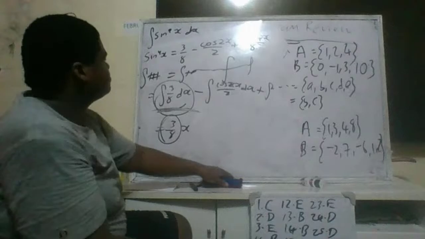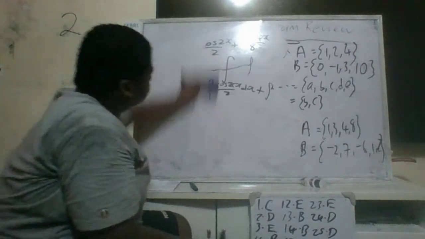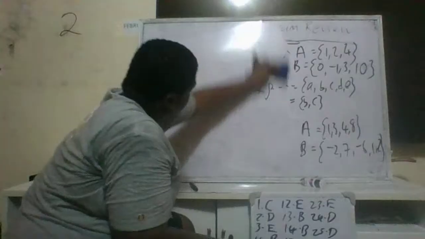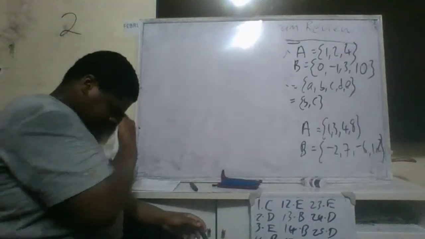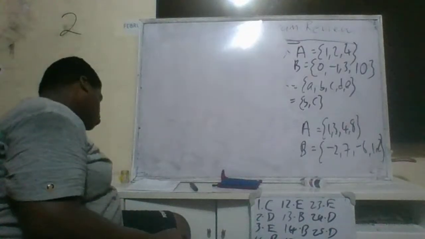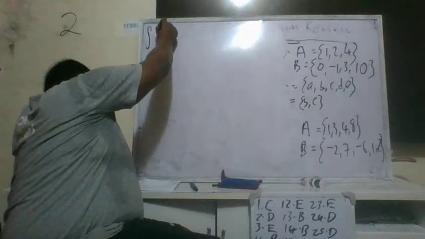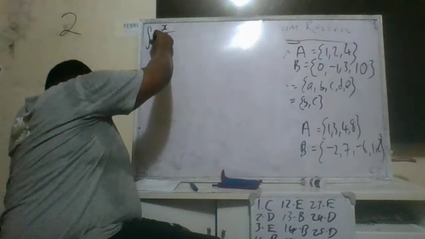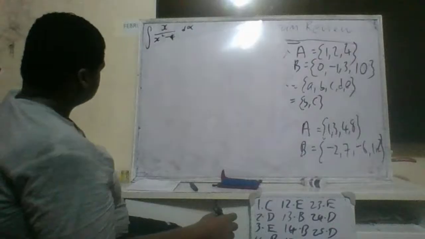Question 26 is C, 3 over 8. Question 27 now. Question 27 says that we should find the integral of x divided by x squared minus 4 with respect to x.